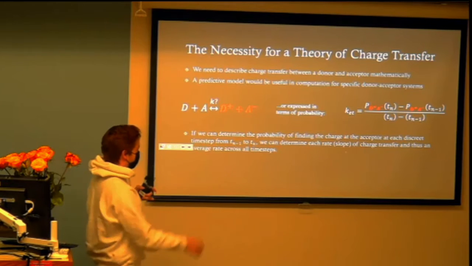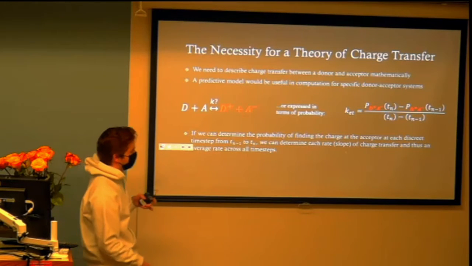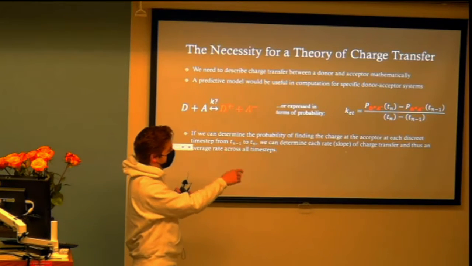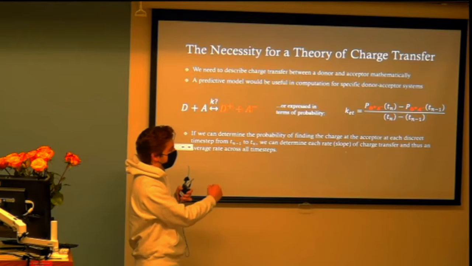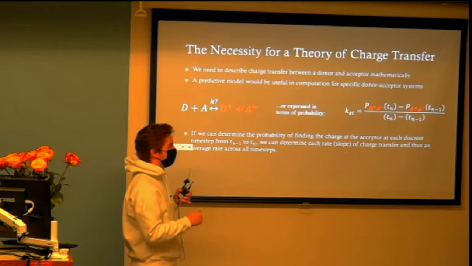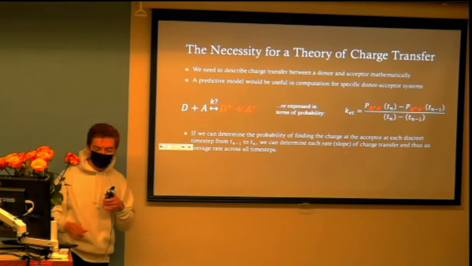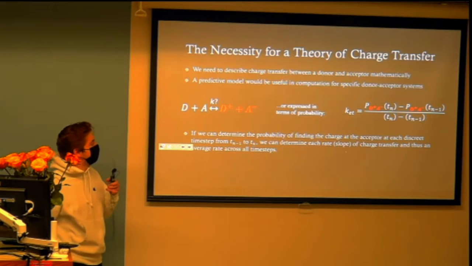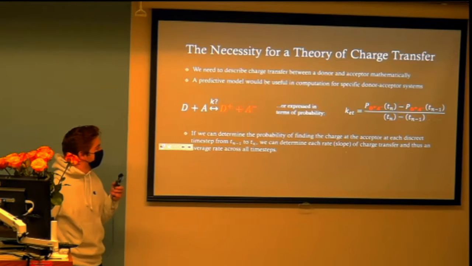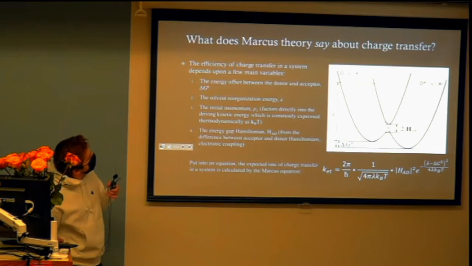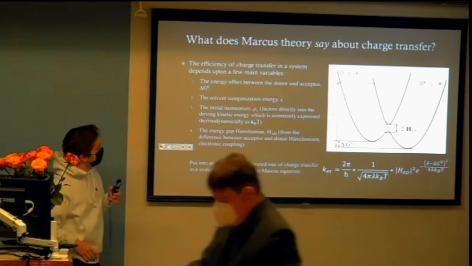That can be expressed in terms of the probability, as the difference in the probability of finding the charge at the acceptor versus 2 points in time. So this is like a discrete step in time. So what does Marcus theory actually say about charge transfer?